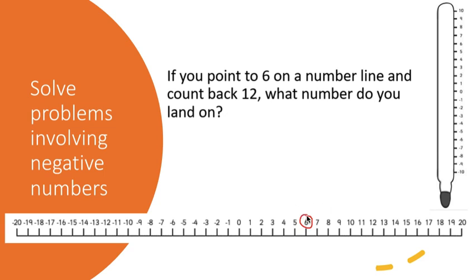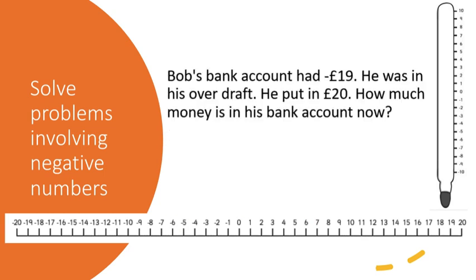Okay, let's count back 12. First of all, I'll count back 6 to get me to 0. I need to count back another 6 so that I've counted back 12 altogether. And I've landed on the number -6. 6 count back 12 is -6. Really simple one to start with.